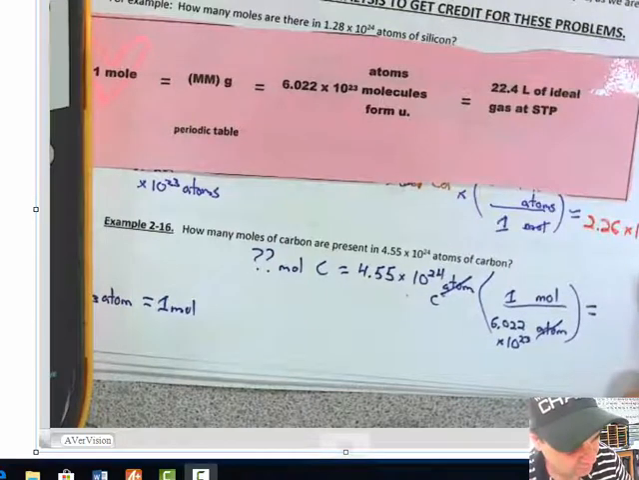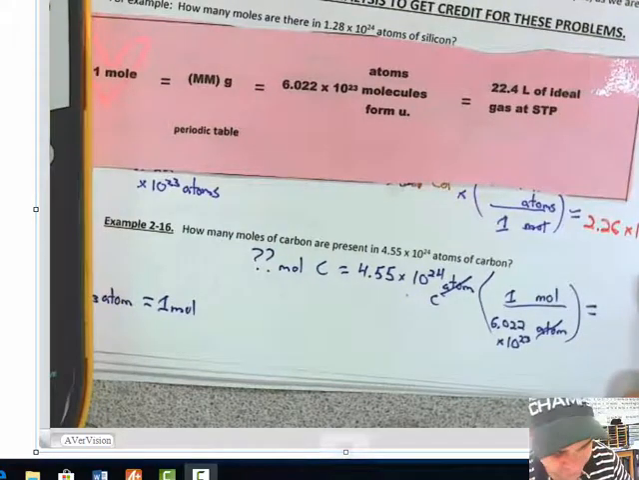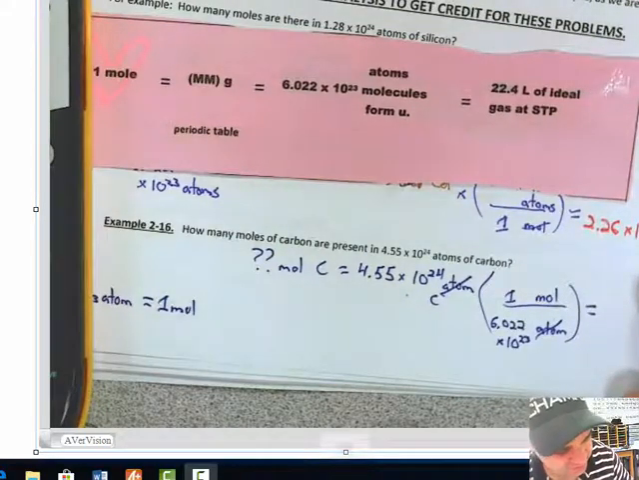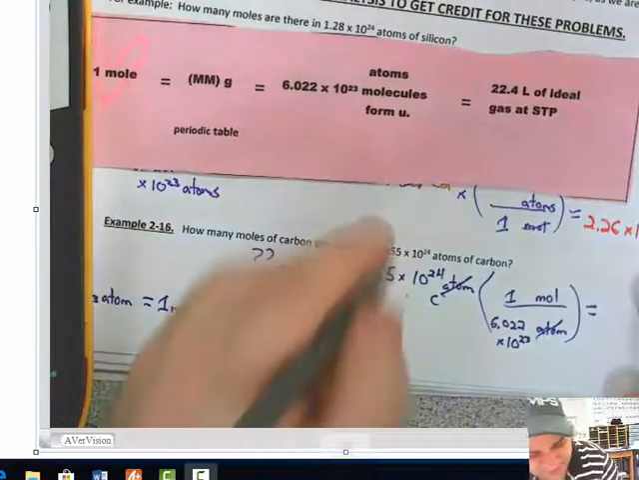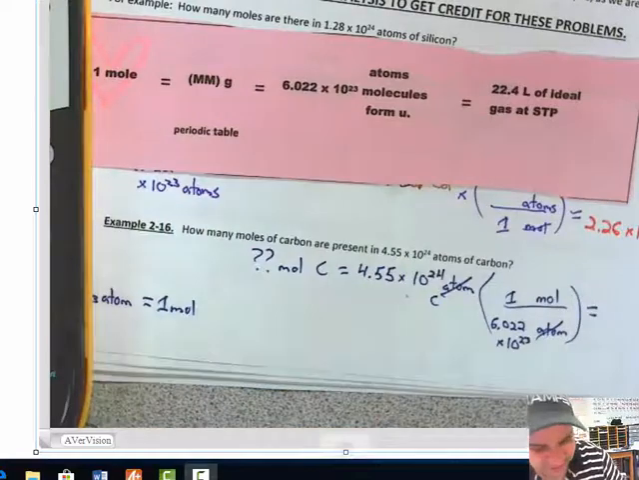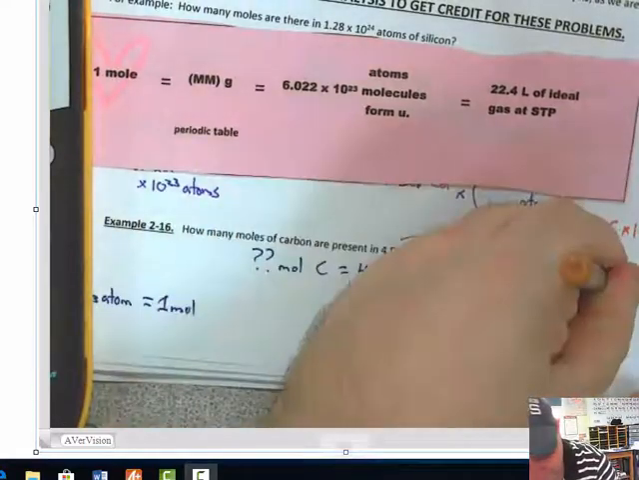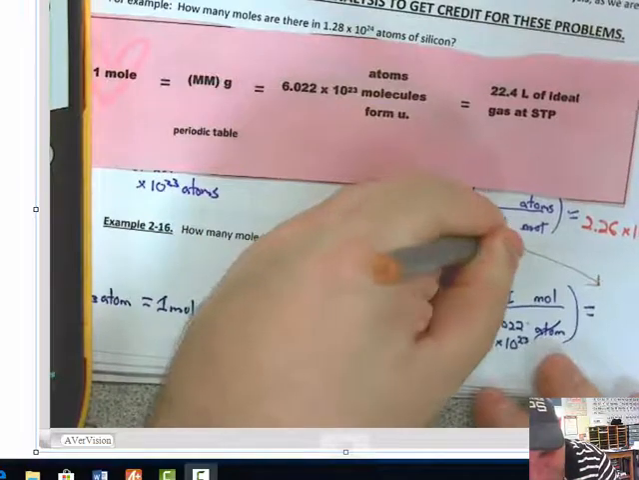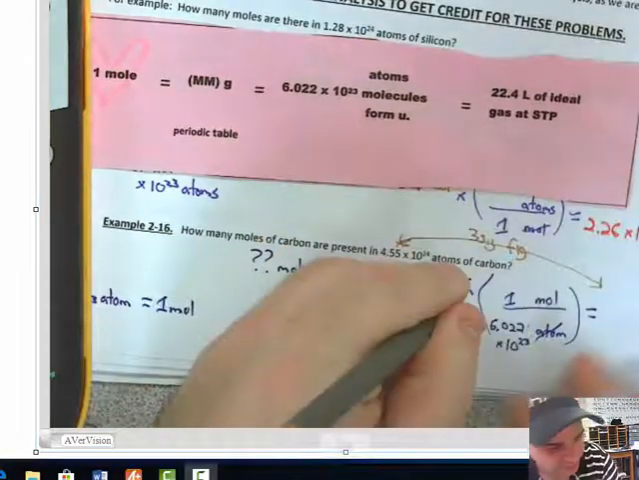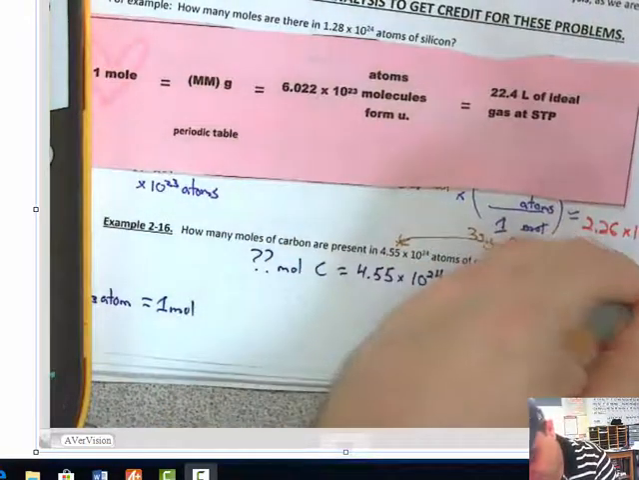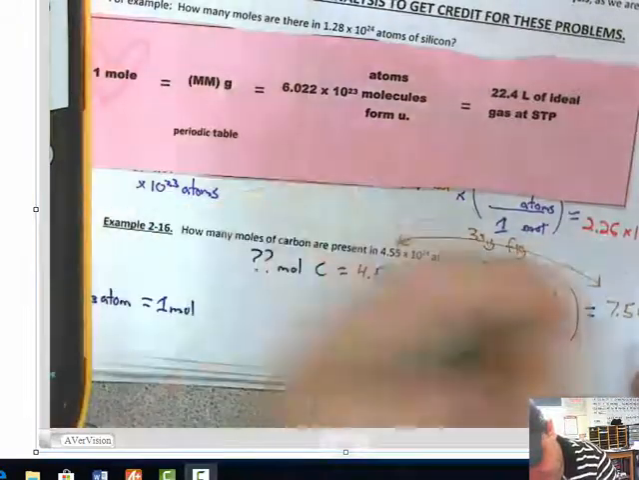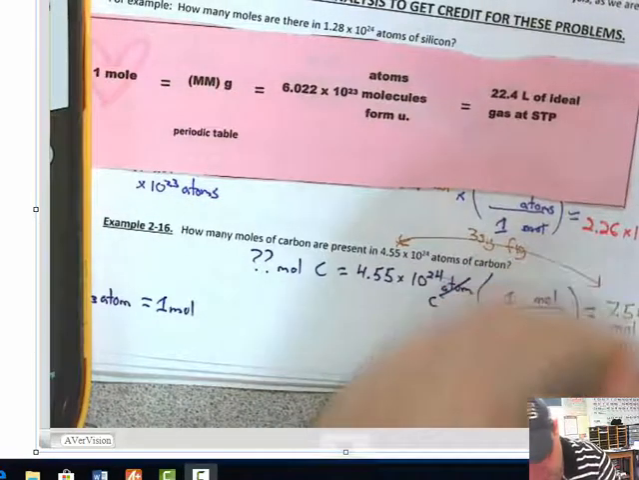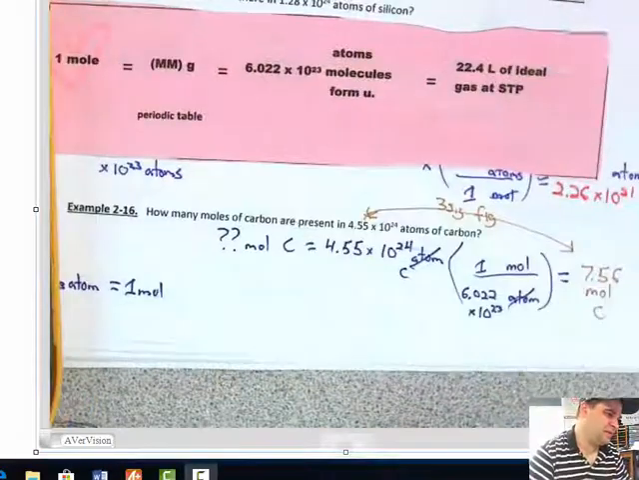So I'm doing 4.55 E24 divided by 6.022 E23. This number has 3 significant figures, so my answer should have 3. 7.56 moles of carbon. Okay?